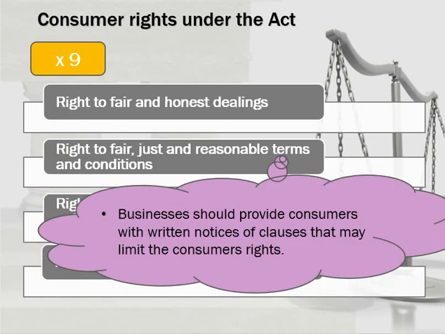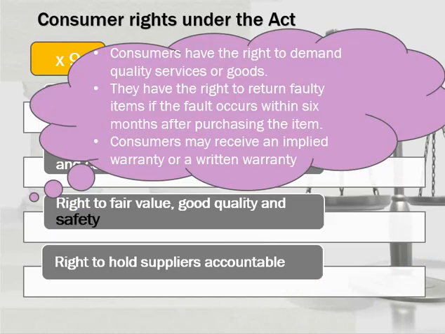The next right we're going to look at is the right to fair, just, and reasonable terms and conditions. So what does this really mean? Businesses should provide consumers with written notice of clauses that may limit your rights. So in other words, if something is going to limit one of your rights in terms of fair and honest dealings, it needs to be highlighted to you. Businesses may not market or sell goods at unfair prices. This right is not often asked.